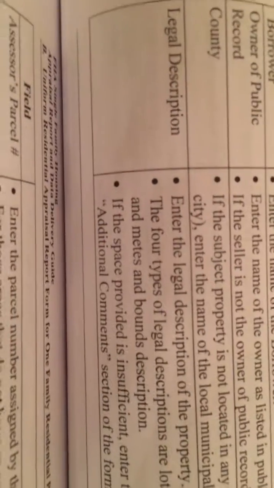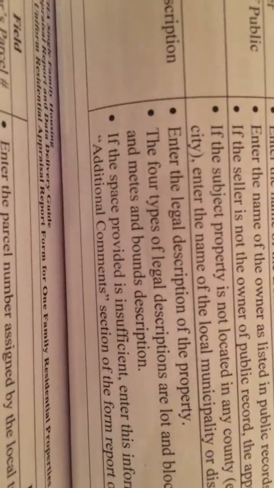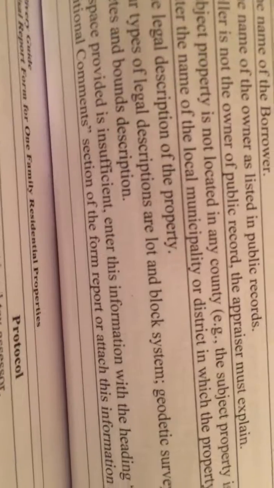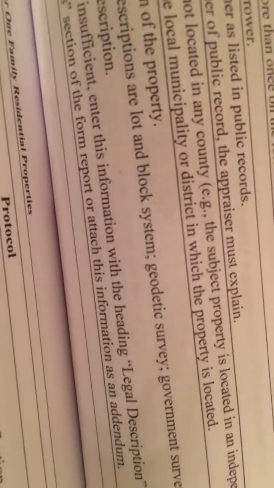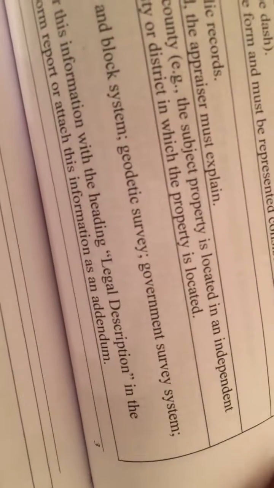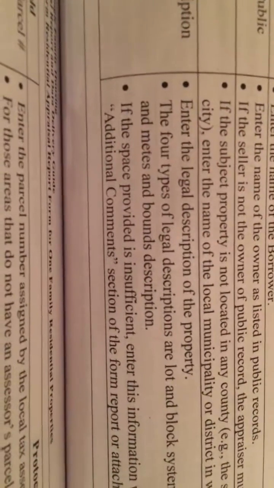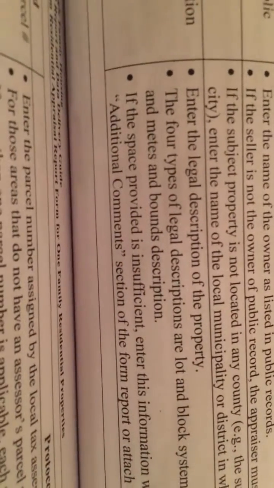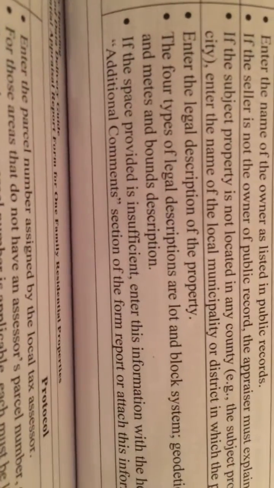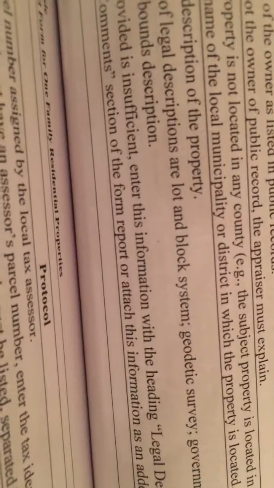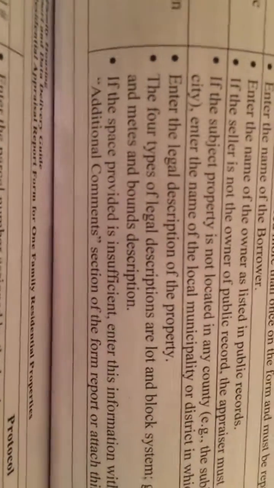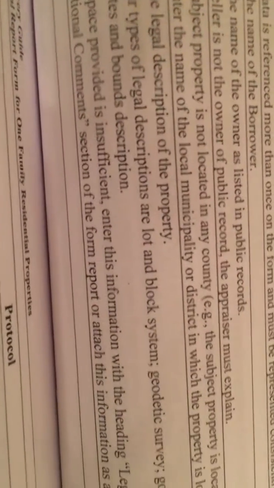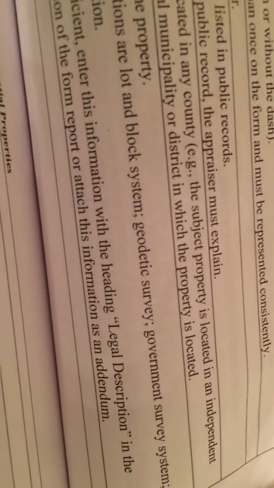Legal description. Enter the legal description of the property. The 4 types of legal descriptions are lot and block system, geodetic survey, government survey system, and metes and bounds description. If the space provided is insufficient, enter this information with the heading Legal Description in the additional comments section of the form report, or attach this information as an addendum.